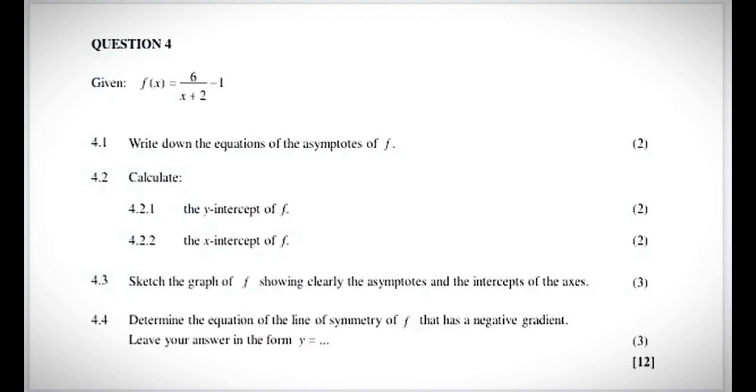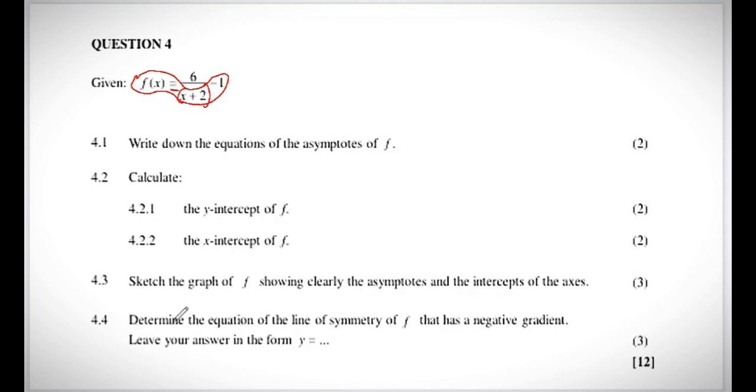4.4 says determine the equation of the line of symmetry of f that has a negative gradient. Leave your answer in the form of y is equals to, so we know it should be in the form of a straight line. Y is equals to mx plus c. Now for this one, we use this method that is commonly known as the Baas method, whereby we take this. But then since they said the one with the negative gradient, we must remember to put this one inside the bracket and have our negative outside here.